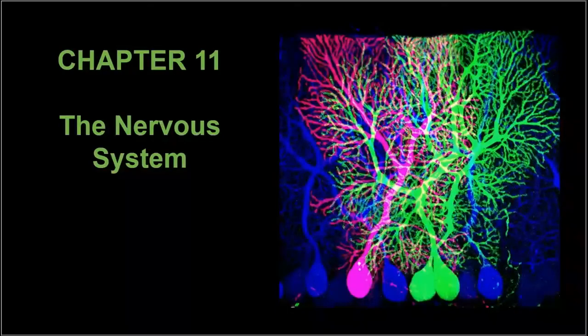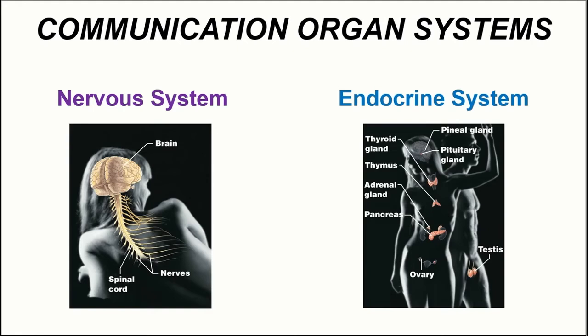So chapter 11 will take us through the basic anatomy and physiology of the nervous system. Recall from chapter 1 that we had two organ systems that function in communication: the nervous system and the endocrine system. The nervous system uses a series of electrochemical signals to rapidly communicate directly with other cells and other organs. In contrast, the endocrine system uses a series of glands called endocrine glands to release chemical messengers called hormones into the blood.